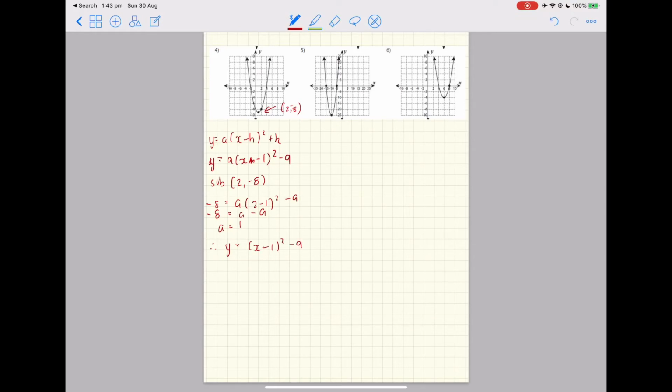Alright, sweet. So let's go answer question 5. So question 5, they give us the turning point and they also give us a factorized form. So you have the flexibility of using either form, okay? For this one, I'll just probably use the factorized form. So it's going to be y is equal to a(x minus m)(x minus n). So therefore, we'll substitute the values in.